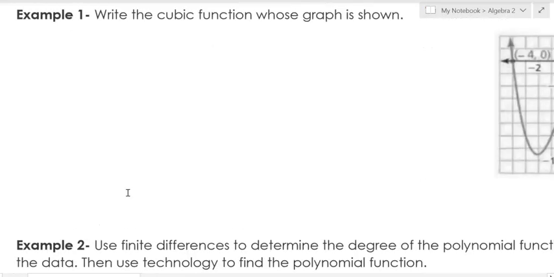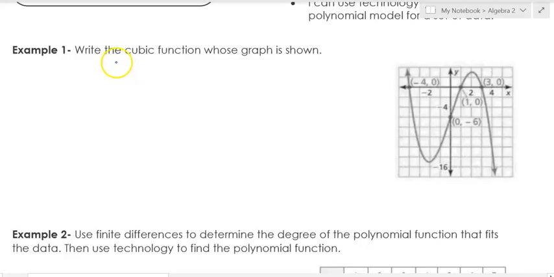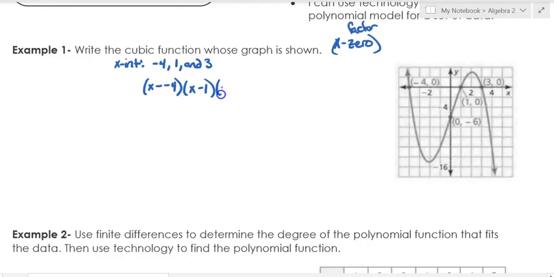All right, so if we look at this graph, from the graph we can tell the x-intercepts. So the x-intercepts are -4, 1, and 3. Our x-intercepts can give us our factors. Remember that if we have x minus the 0, that creates a factor. So if we do x minus -4, and then x minus 1, and x minus 3, those create the factors. I'm going to change minus -4 to plus.